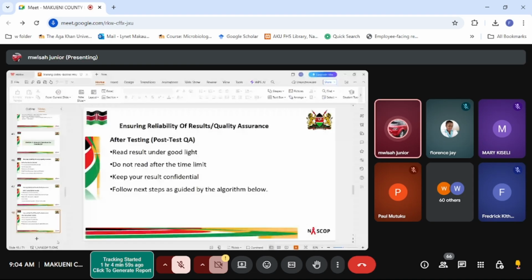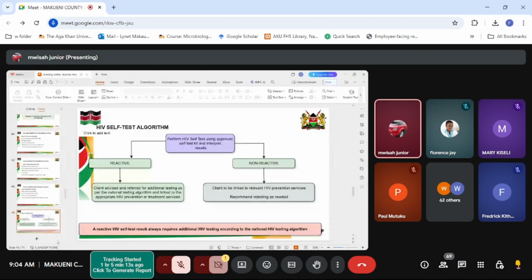Ensuring reliability of results, quality assurance after testing: read the result under good light. Do not read after the time limit, and keep your result confidential. Follow next steps as guided by the algorithm.